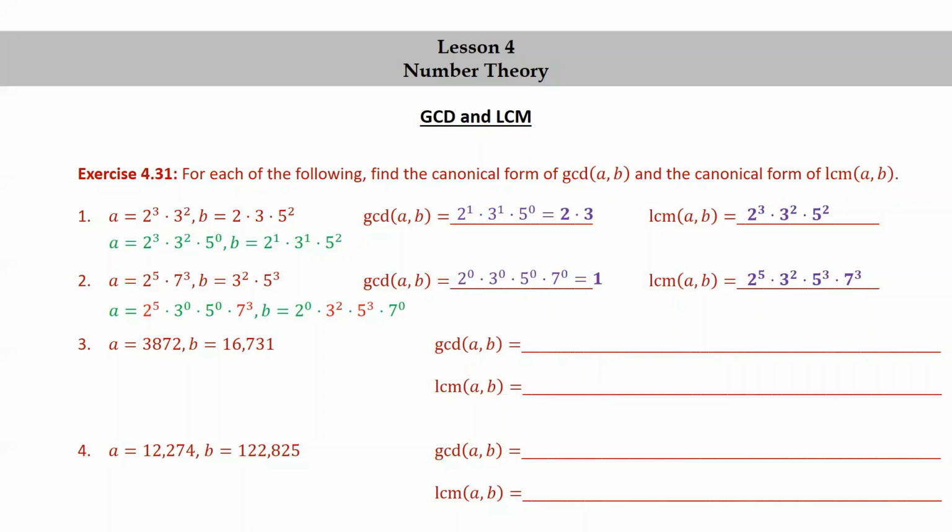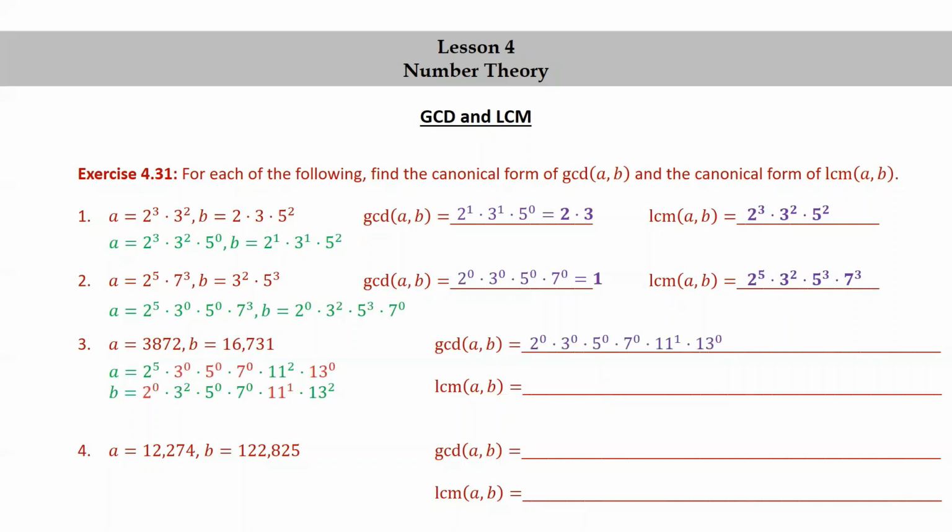Okay, for number 3, we have A equals 3,872, B equals 16,731. We first write complete prime factorizations. You may want to make factor trees for these if you don't see where I got these complete prime factorizations from. A is 2 to the 5th times 3 to the 0 times 5 to the 0 times 7 to the 0 times 11 squared times 13 to the 0. B is 2 to the 0 times 3 squared times 5 to the 0 times 7 to the 0 times 11 to the 1 times 13 to the 2.